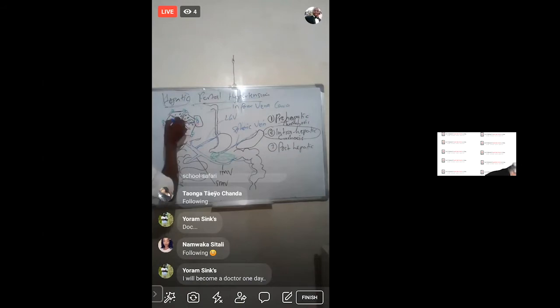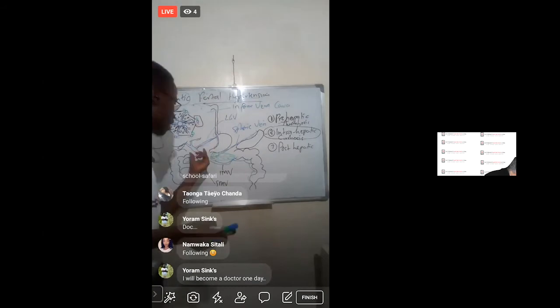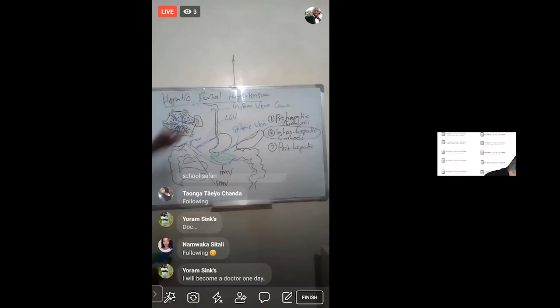Okay, so we can see that there are 2 blood supplies to the liver. That is the hepatic blood, or rather the portal blood, from the hepatic portal vein, and that from the arteries, that is from the hepatic artery. But by far, up to about 70% of blood going to the liver is from the hepatic portal vein. The rest of the blood, about 30%, is coming from the hepatic artery.